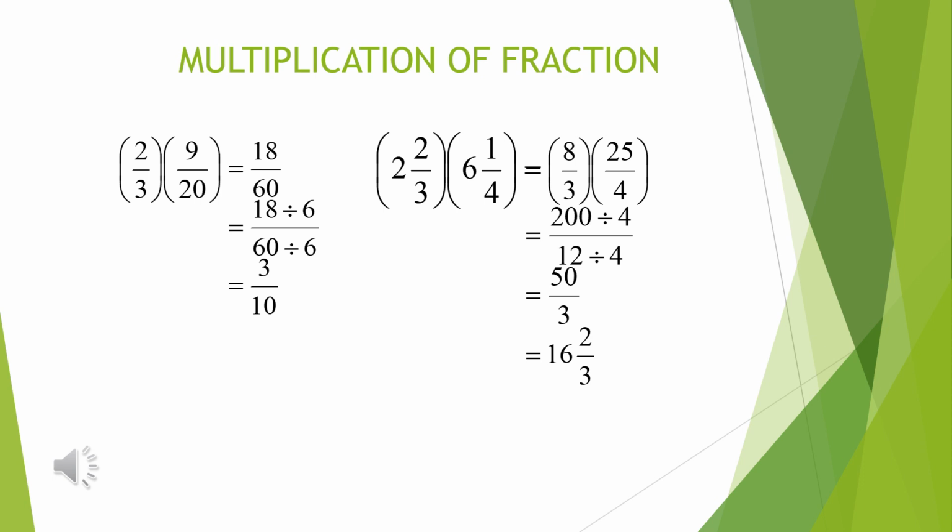Now we are going to multiply the numerator by the numerator and the denominator by the denominator. 8 times 25 equals 200. 3 times 4 equals 12. 200 over 12. Both the numerator and the denominator are divisible by 4. 200 divided by 4 is 50. 12 divided by 4 is 3. So the answer is 50 over 3. But the given is an improper fraction, and we need to change the given improper fraction to a mixed number. And 50 over 3 is equivalent to 16 and 2/3.